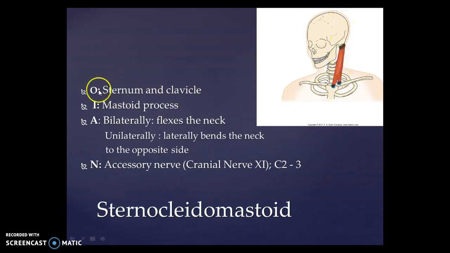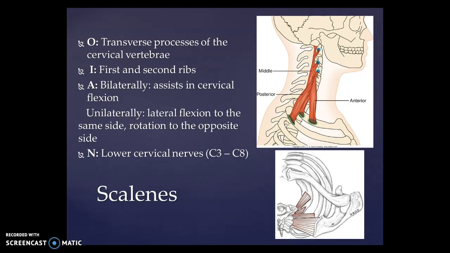Your sternocleidomastoid is your origin, sternum and clavicle, insertion mastoid, just as the name says. Bilaterally, it flexes the neck. Unilaterally, it'll laterally flex the neck to the opposite side. The SCM is innervated by the accessory nerve and C2-3. The scalenes, you have the anterior, middle, and posterior scalenes.